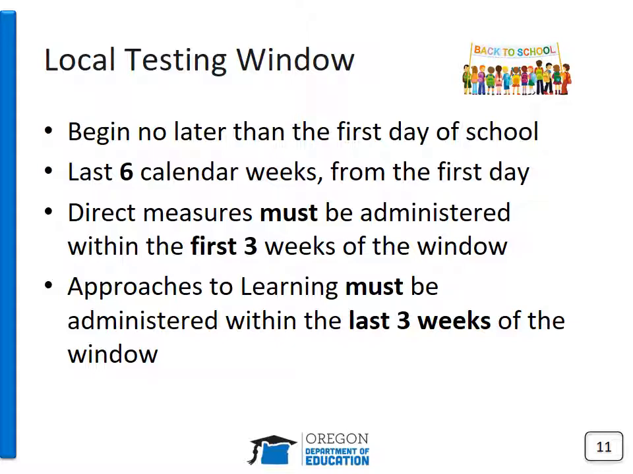The direct measures, early literacy and early math, must be administered within the first 3 weeks of the testing window. The approaches to learning measure must be administered during the last 3 weeks of the testing window to ensure that the student has become familiar with classroom routines.